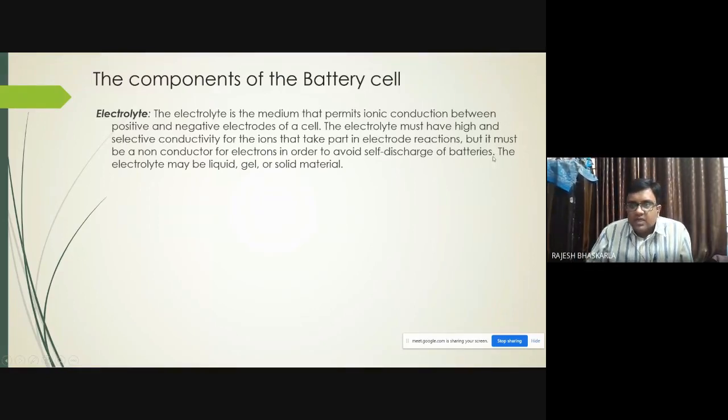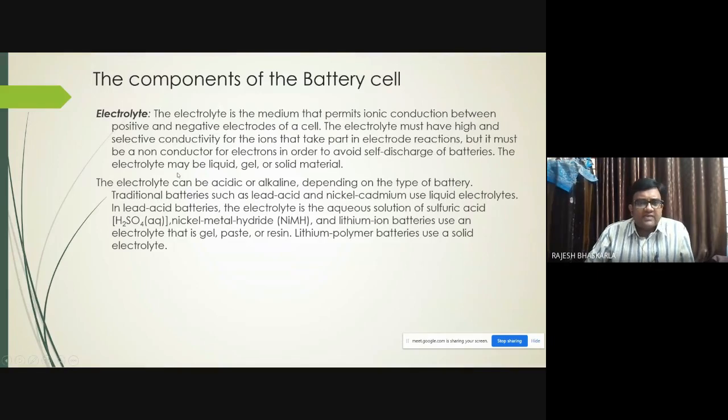The electrolyte may be a liquid or a gel or a solid material. Then the separator. And I forgot to tell you that the electrolyte can be acidic or alkaline. If you use a lead acid battery, we use H2SO4. If you use a nickel metal hydride battery, we also use metal oxides, and here a hydroxide solution is used.